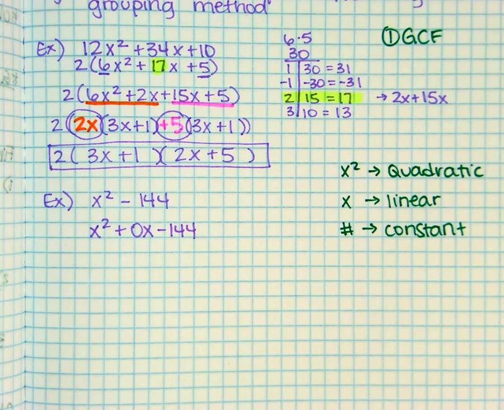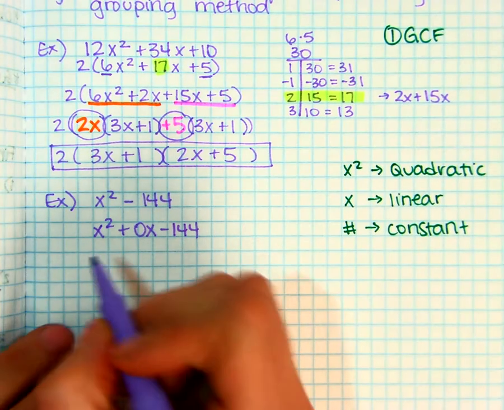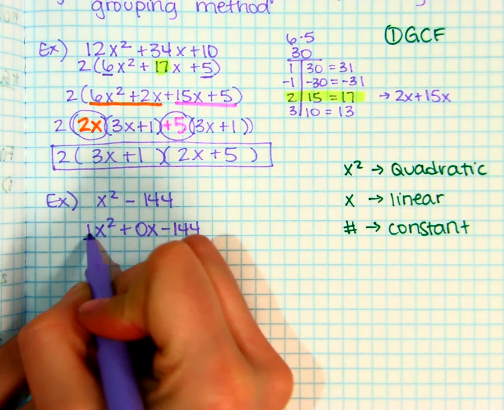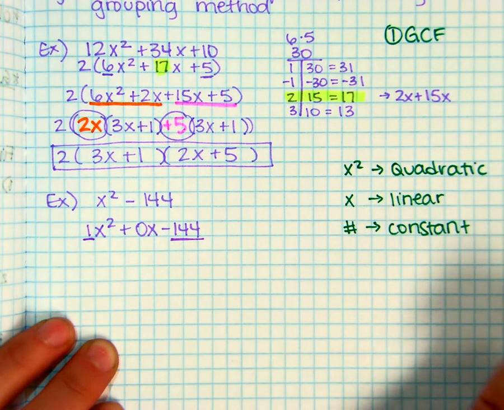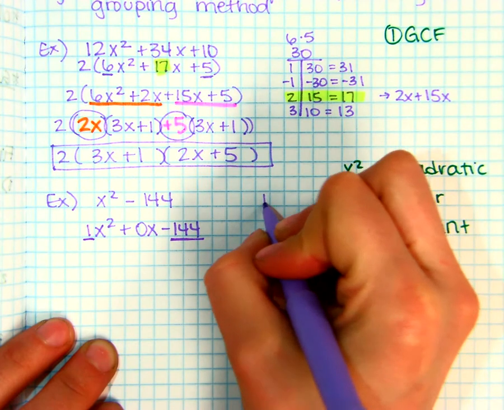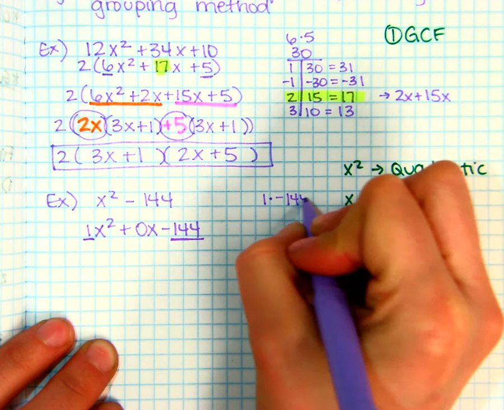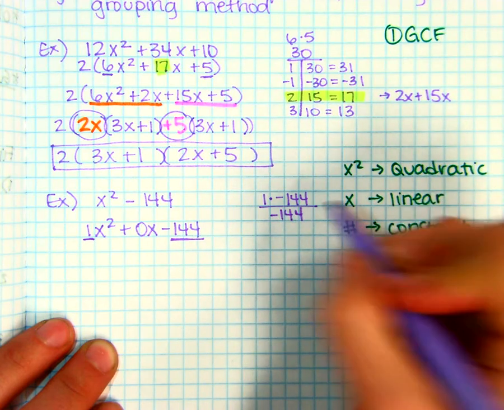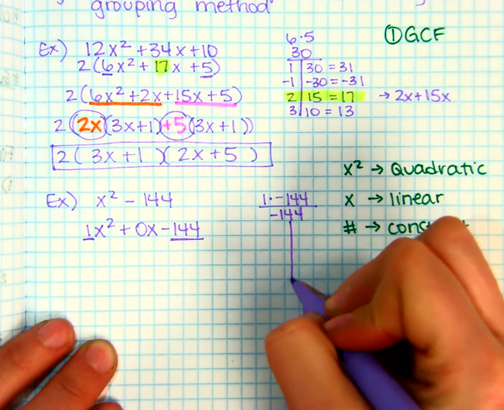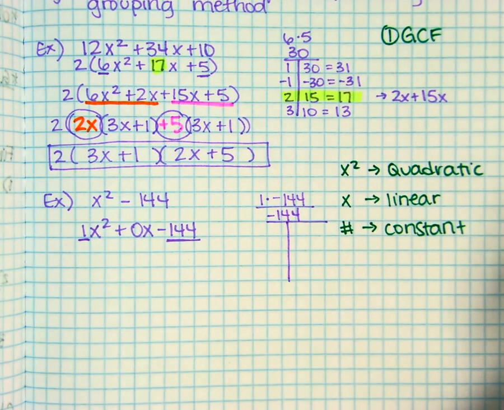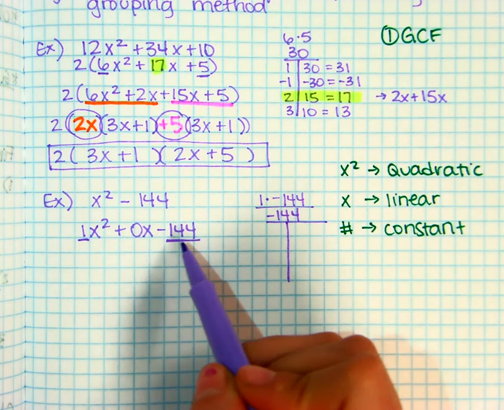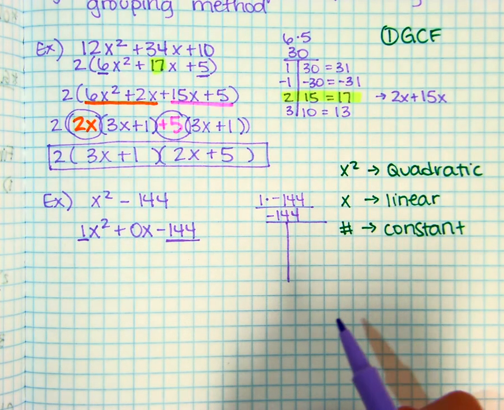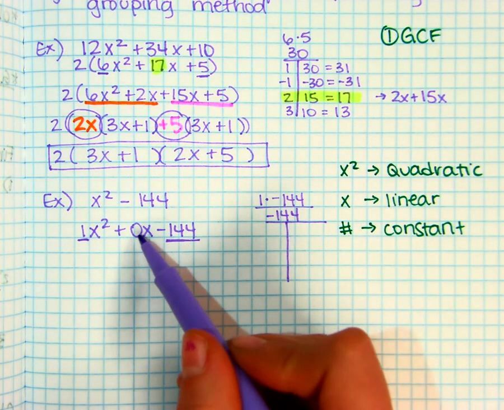So now I can repeat my process of multiplying this first number, which is a 1, times this last number, which is a negative. So 1 times negative 144 is negative 144. Now I'm going to do a t-chart of my factors, and I want 2 numbers that when I multiply them give me negative 144, and when I add them they give me 0.